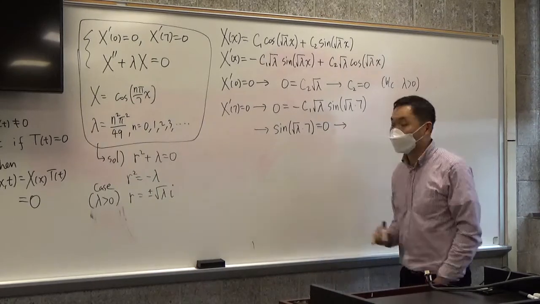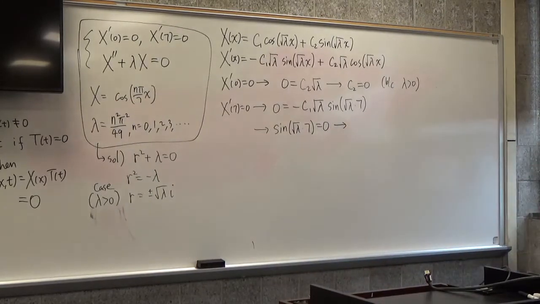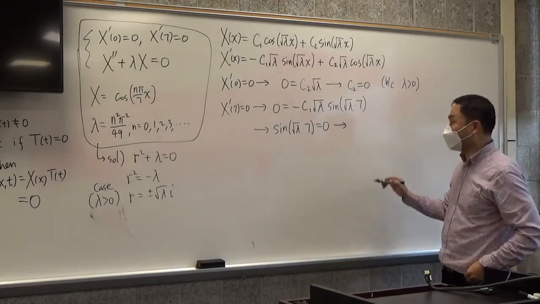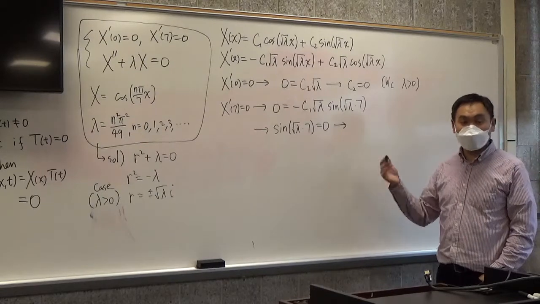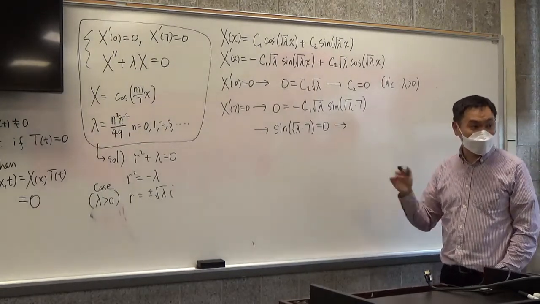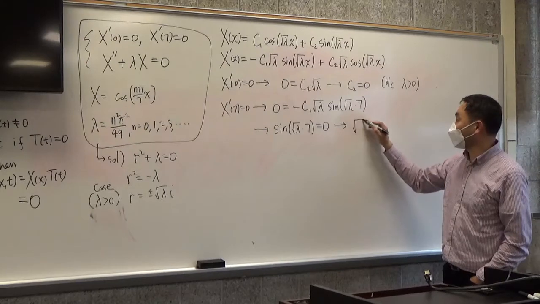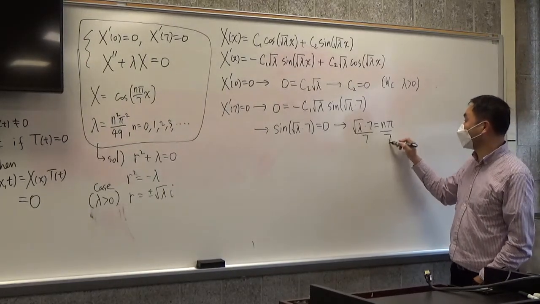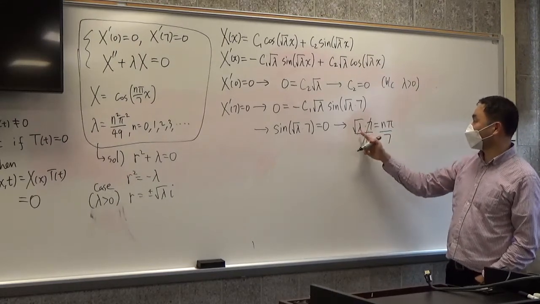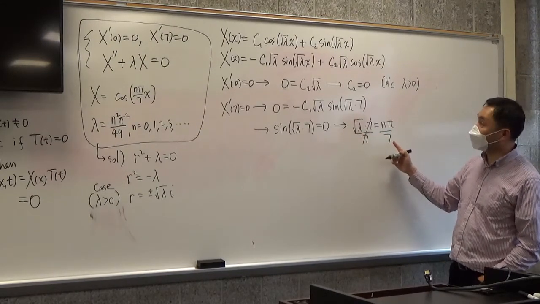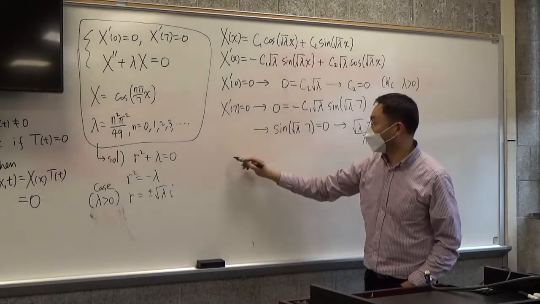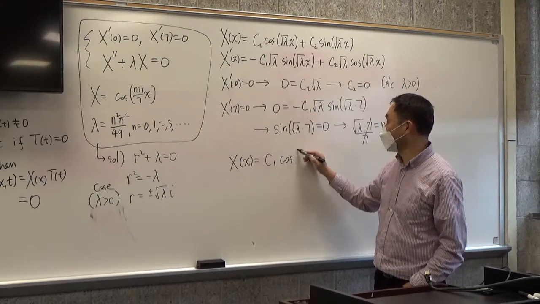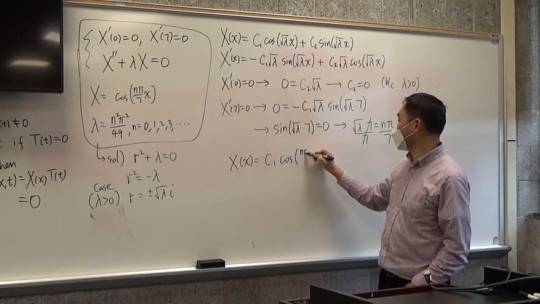But when can this happen? When can sine functions become 0? Integer multiples of pi, right? Sine pi is 0, sine 2 pi is 0, sine 3 pi is 0, sine n pi is 0. So we know that square root of lambda times 7 must be equal to n pi. And then you divide both sides by 7, which gives you that square root of lambda must be n pi over 7, which is nice because now we have the solution there, right? So we already have that x of x must be c1 times cosine of n pi over 7 x.